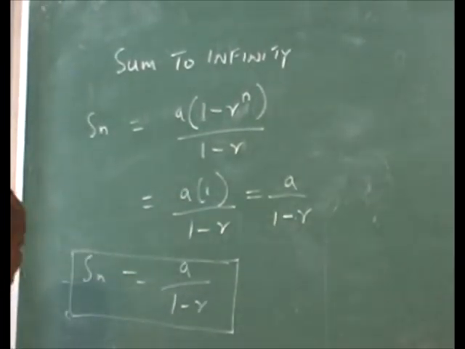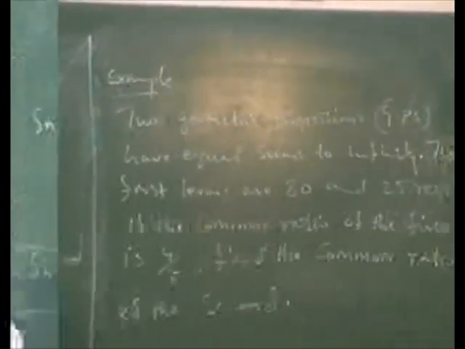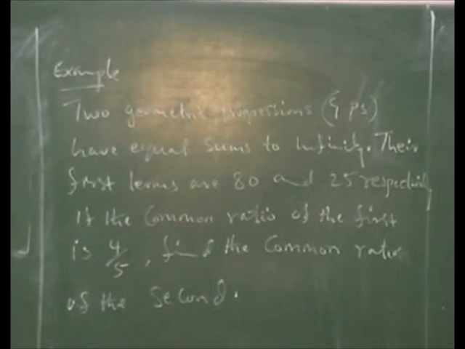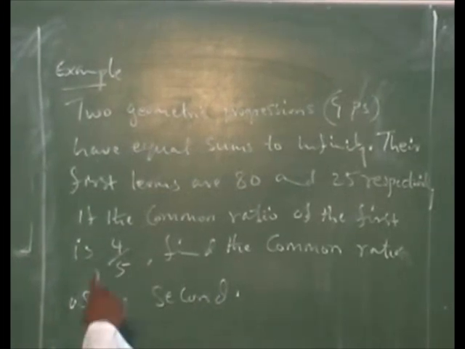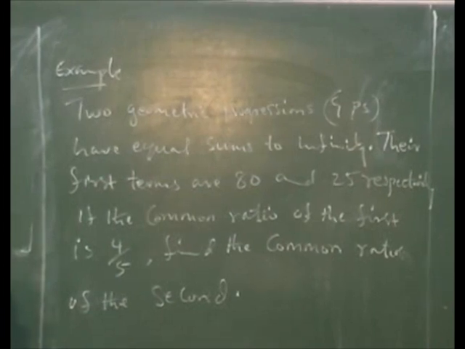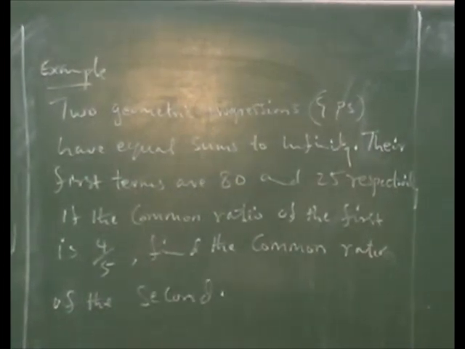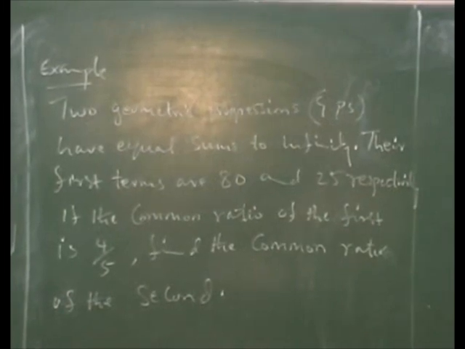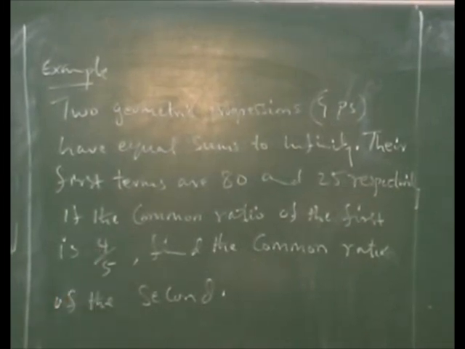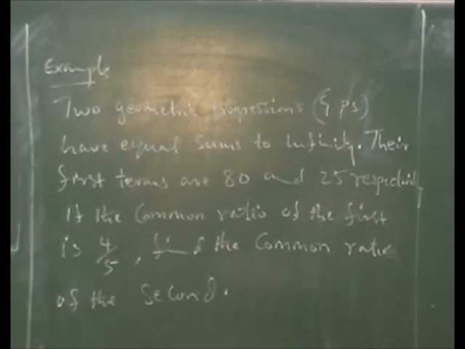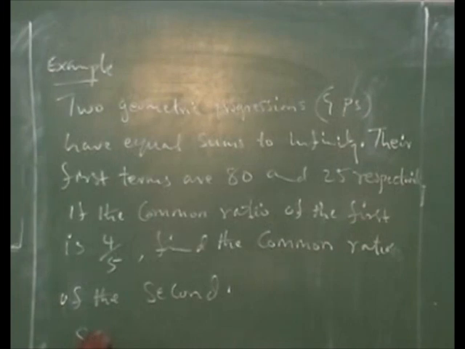Now let's look at the example of this question. Two geometric progressions (GPs) have equal sums to infinity. Their first terms are 80 and 25 respectively. If the common ratio of the first is 4 over 5, find the common ratio of the second. Now, see the solution, how we are going to take it.